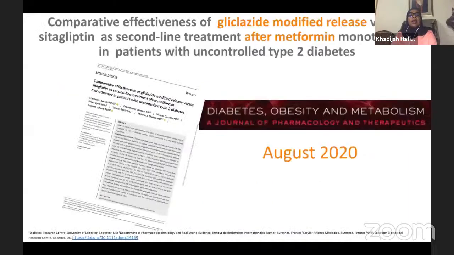And therefore, it was the group from Leicester, headed by Kamlesh Khunti, Melanie Davies, and colleagues, who actually sought out to look at this comparative effectiveness between gliclazide MR, with sitagliptin as a prototype of the DPP-4 inhibitors, and look at the effectiveness and the safety as a second-line agent after metformin monotherapy in patients with type 2 diabetes who haven't reached their hemoglobin A1C targets. And this is a recent publication in Diabetes, Obesity and Metabolism that came about in August of this year.